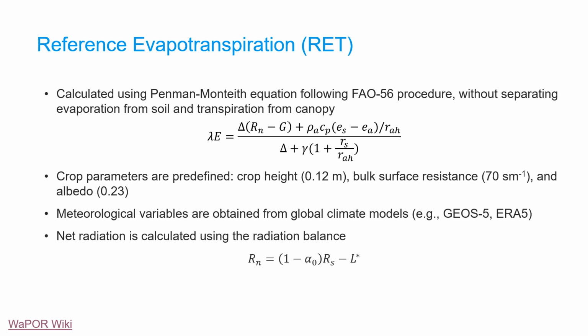Net radiation is calculated using the radiation balance equation, where the solar radiation, albedo, and net long-wave radiation are derived from the satellite data and global climate model input.